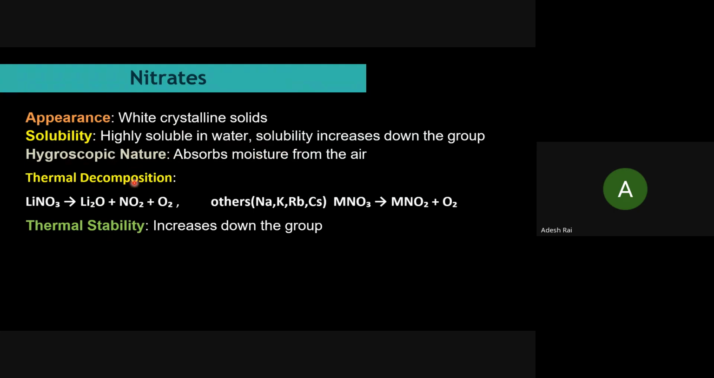Now, if you go for thermal decomposition, then it varies according to temperature. Lithium nitrate, on thermal decomposition, will give us Li2O, NO2, and O2. But other metals like sodium, potassium, rubidium, cesium, on heating, will give us metal nitrite, and half O2 gas will be removed.